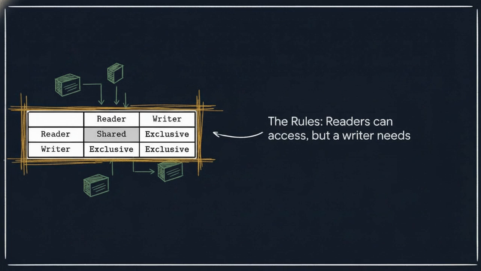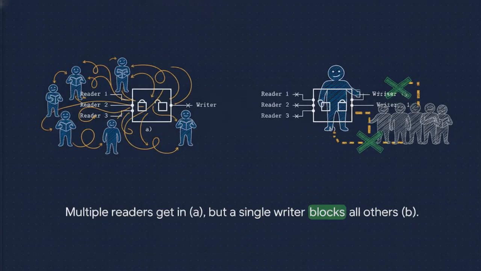Its rules are simple but really powerful. And here are the rules of the road. It's actually pretty intuitive when you think about it. Any number of readers can look at the same data at the same time. No problem, they're not changing anything. But the moment a writer comes along, they need exclusive access, total control. No one else is allowed in.